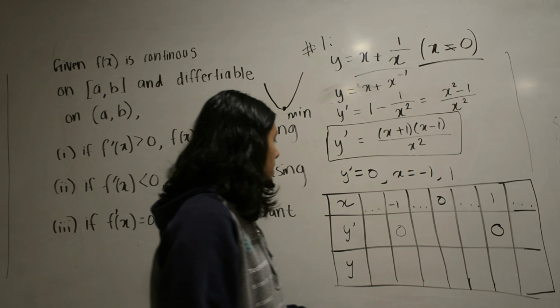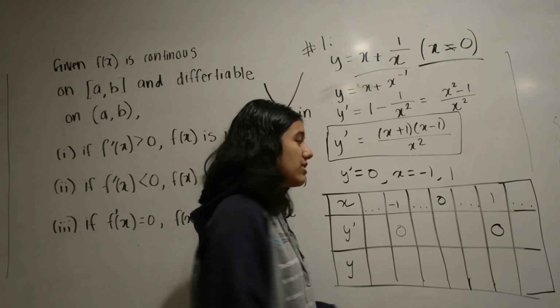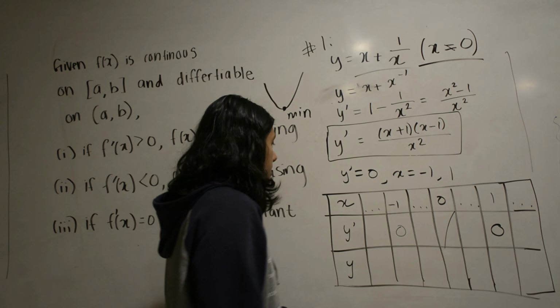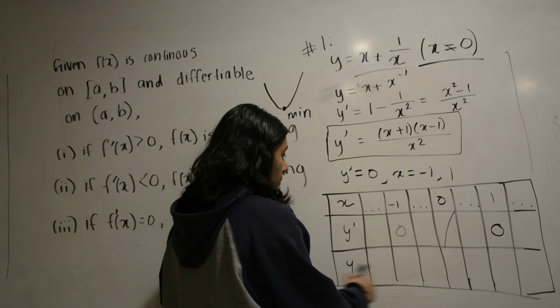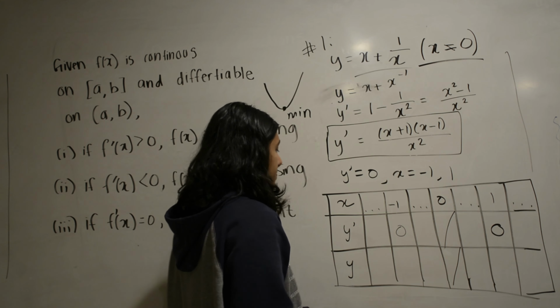And we know that when x is equal to 0, well, that's not possible, right? So there's no y prime. We just put a kind of cross over there. And same thing with y. We're just going to put another cross since we obviously know it can't be equal to 0.